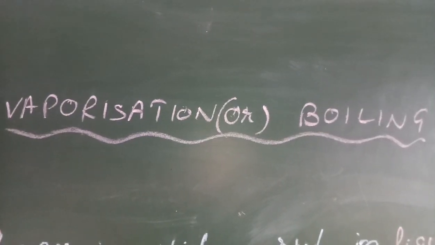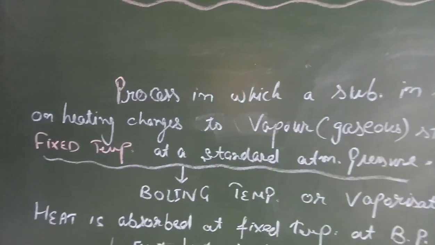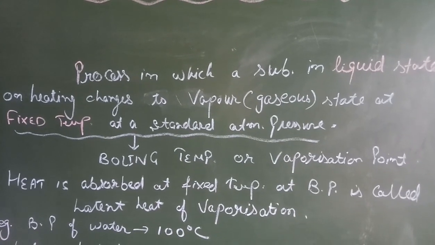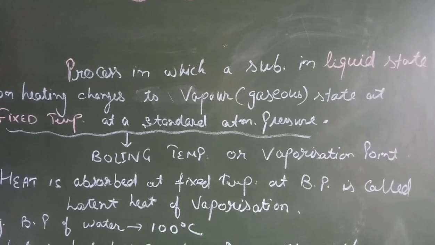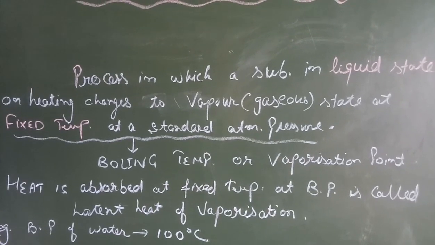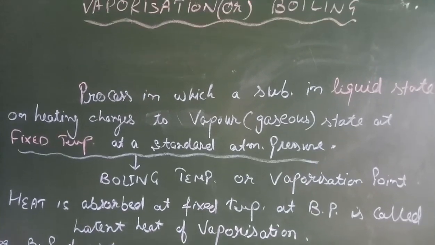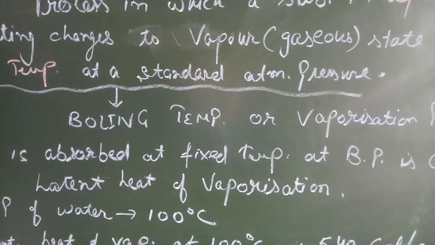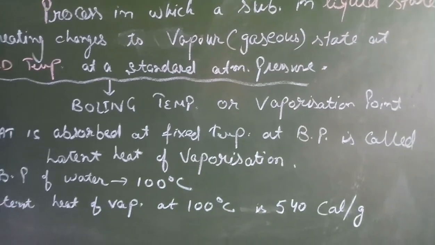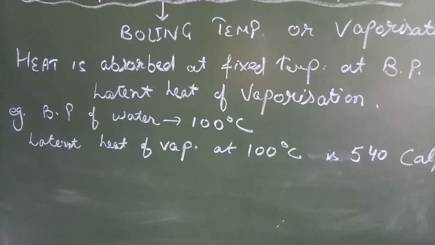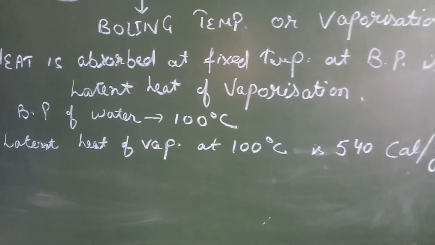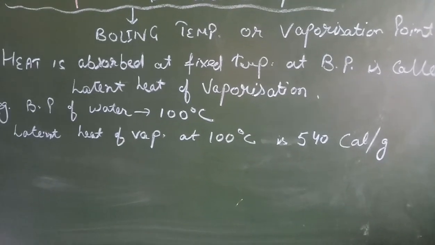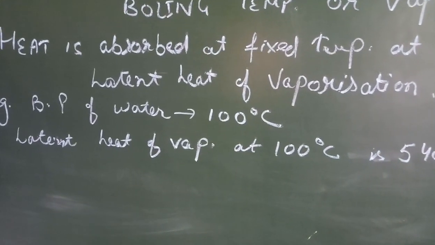And the next is vaporization or boiling point. Again, the process in which a substance in liquid state on heating changes into vapor or a gaseous state at a fixed temperature and at a standard atmospheric pressure is called vaporization or boiling, and the fixed temperature at a standard atmospheric pressure is called boiling temperature or vaporization point. And as you know, heat is absorbed at a fixed temperature so that it is converted from liquid to gaseous state at a fixed boiling point, and that is called latent heat of vaporization.